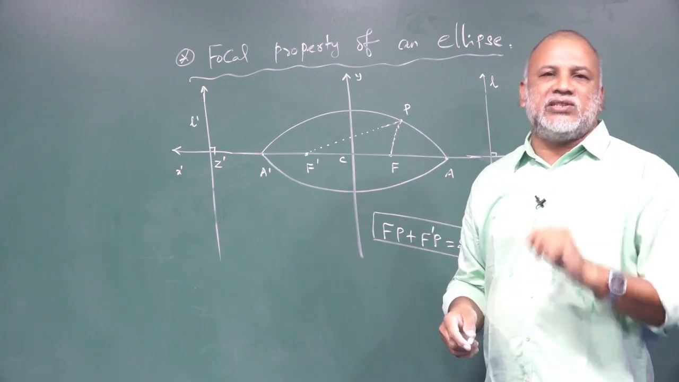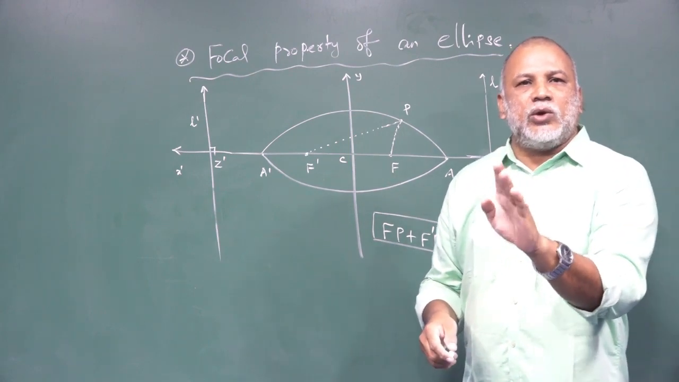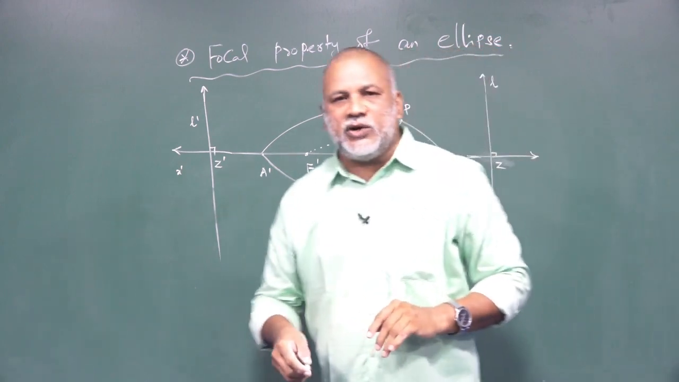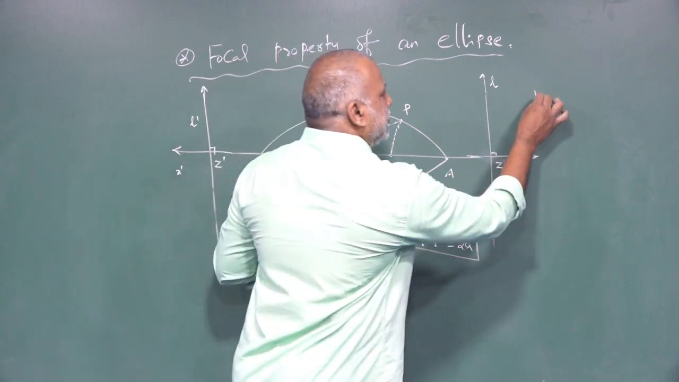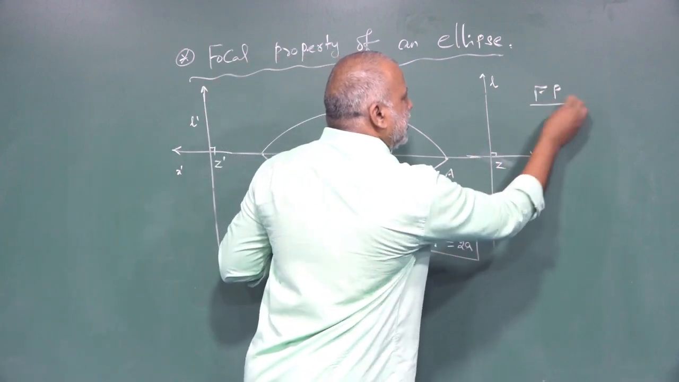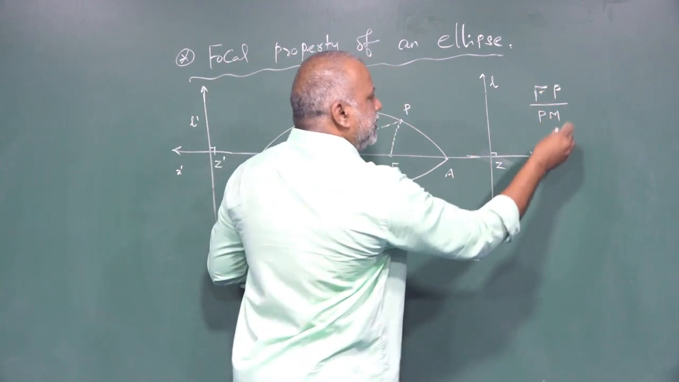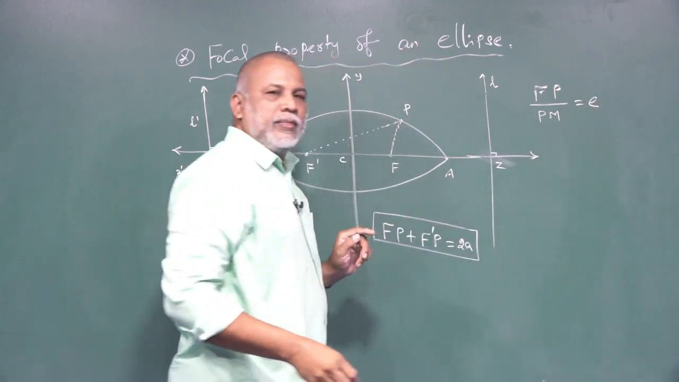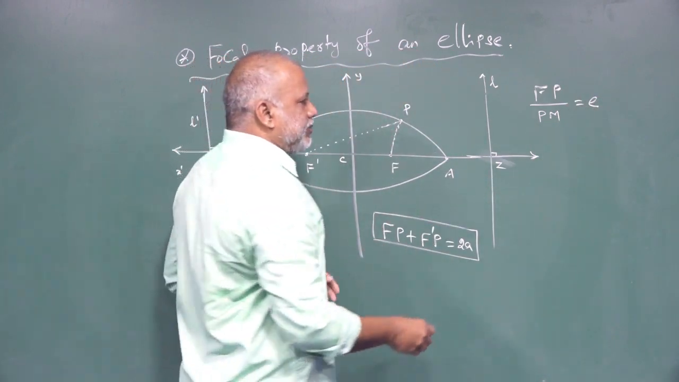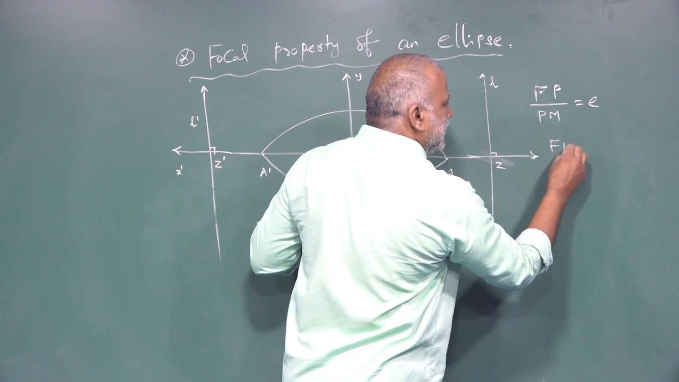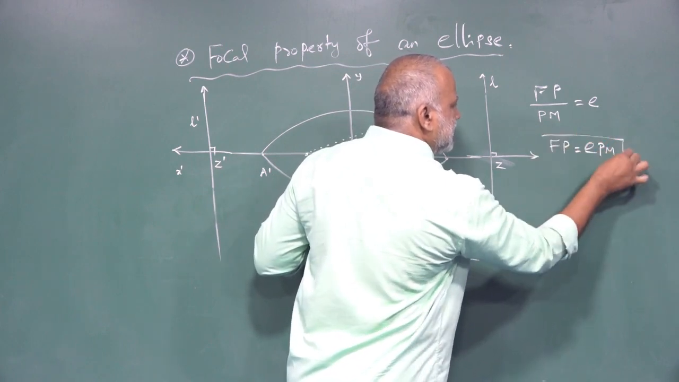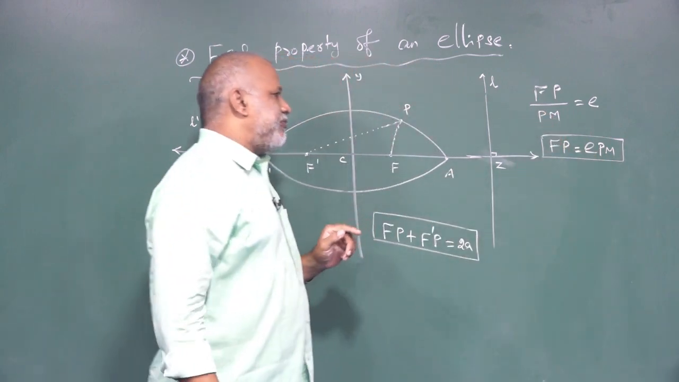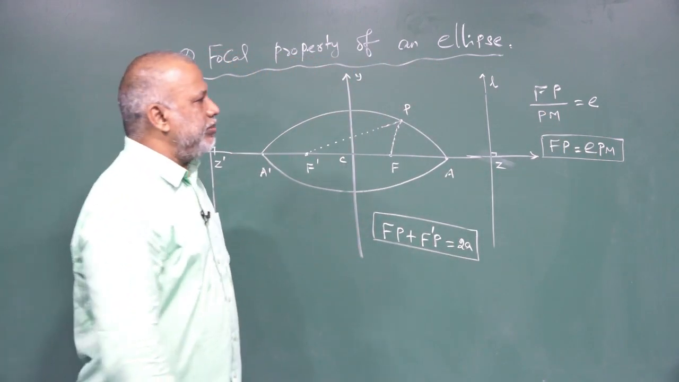What is the general definition of a conic? FP by PM equal to E. That is the general definition of a conic. Listen from this diagram. FP divided by PM is equal to E. This is the fundamental concept. I am cross multiplying this: FP equal to E into PM. So this is result number 1. FP equal to E into PM by definition.